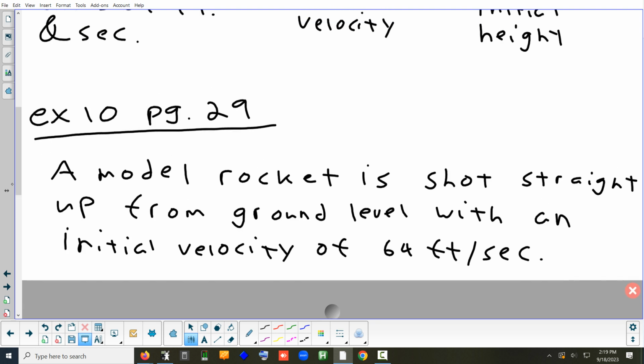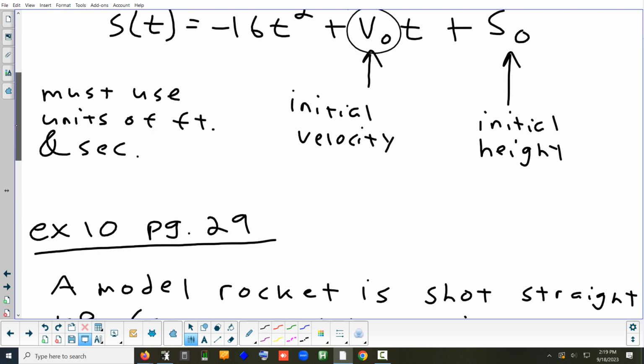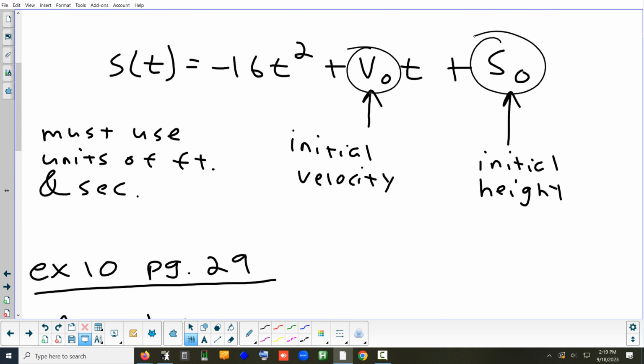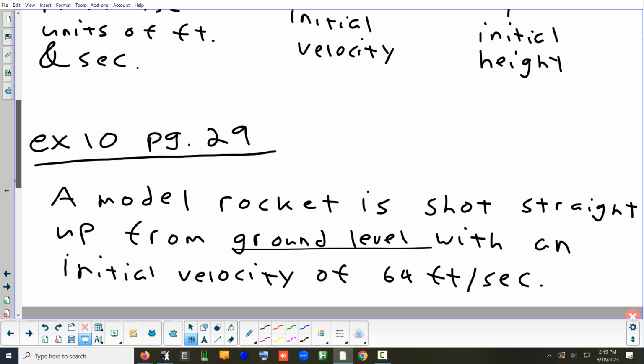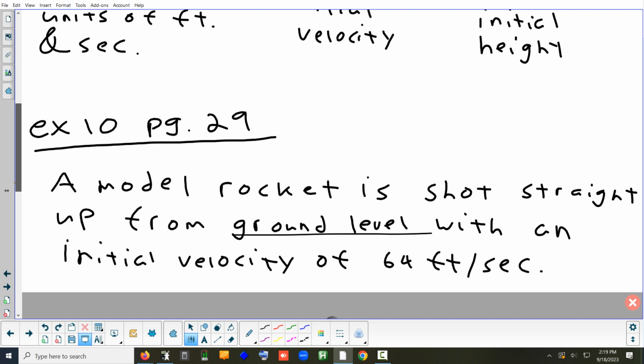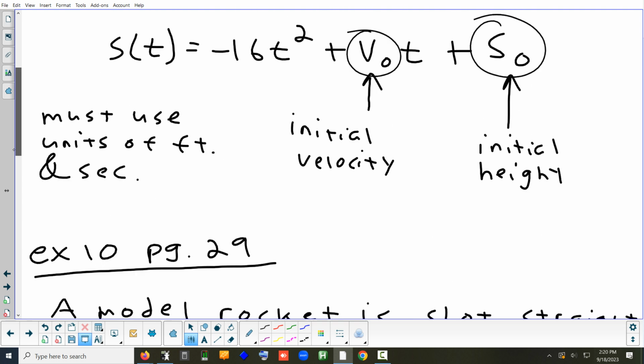Yeah, the initial height. If they tell you something starts at ground level, then that means this initial height is 0. So in this problem, there's no initial height. So let's just take those numbers and fill them in.